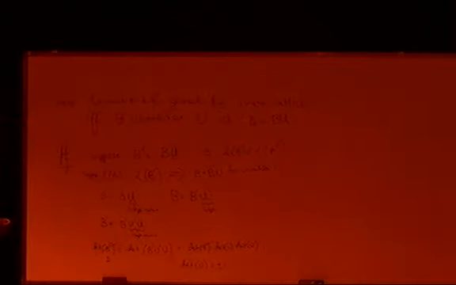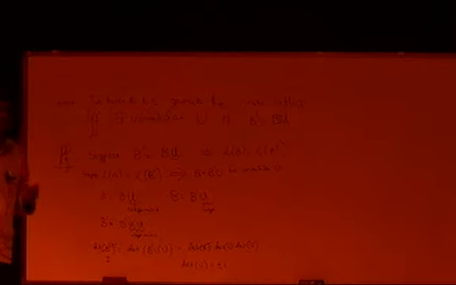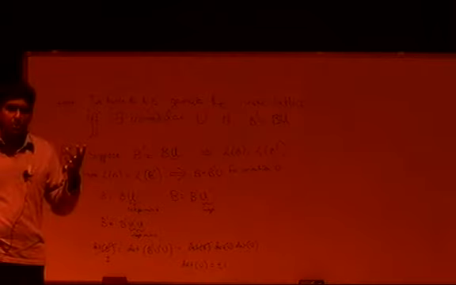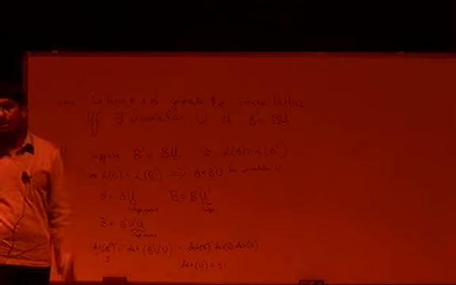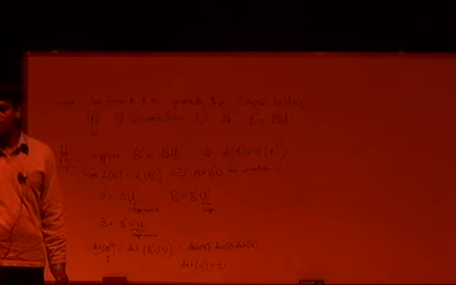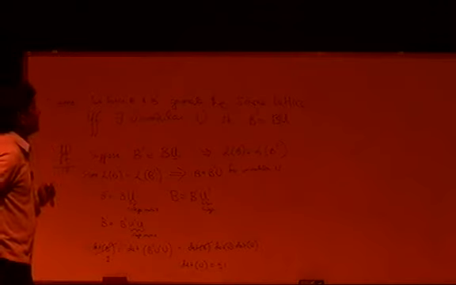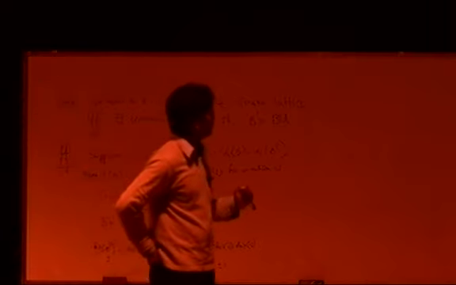And what it shows you, it's sort of a constructive proof, is an algorithm to test if two bases generate the same lattice. Given two bases, you can easily tell if they generate the same lattice. So that's what this theorem shows you.